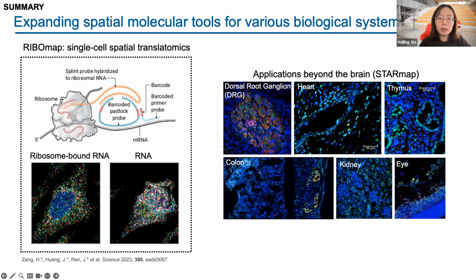And furthermore, the StarMap platform can be applied in a context beyond just the nervous system. We also tried applying it in the peripheral nervous system, but also other internal organs of the adult mice.